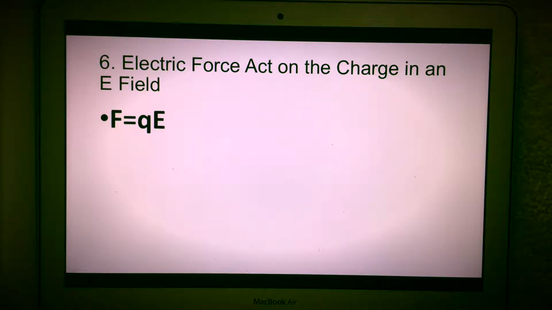Electric force acts on a charge in an electric field. When the charge is in a uniform electric field, we can use the formula F equals Q times E. Q is the charge, E is the magnitude of the electric field, and F is the force.